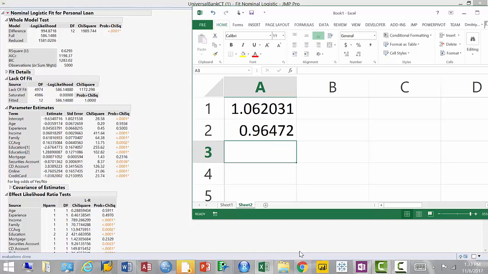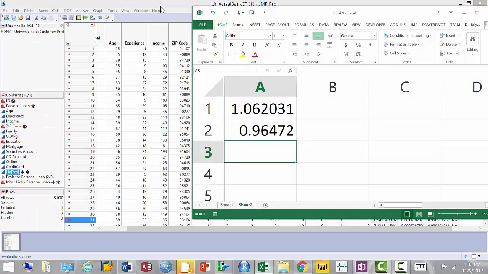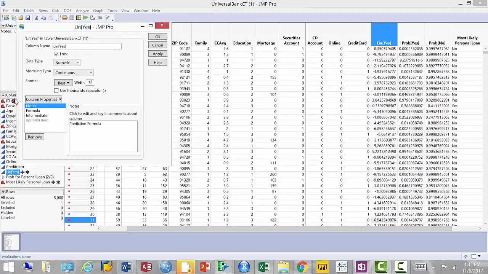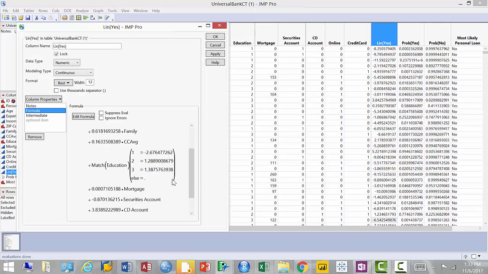And remember what we said. For the education, let's actually go back to the formula. It's going to be easier that way. If I double click lean and show the formula, here is my part that deals with education. All the other variables are continuous, so I can get income, family size, experience, age, and put them as numbers into this equation. When it comes to education, it's either 1, 2, or 3, and this is what the model does. If the education equals 1, meaning undergraduate, the highest level they achieved was undergraduate, we subtract 2.676 from the equation. If it's master's, graduate degree, we add 1.2889, and if it's PhD, we add 1.3875.